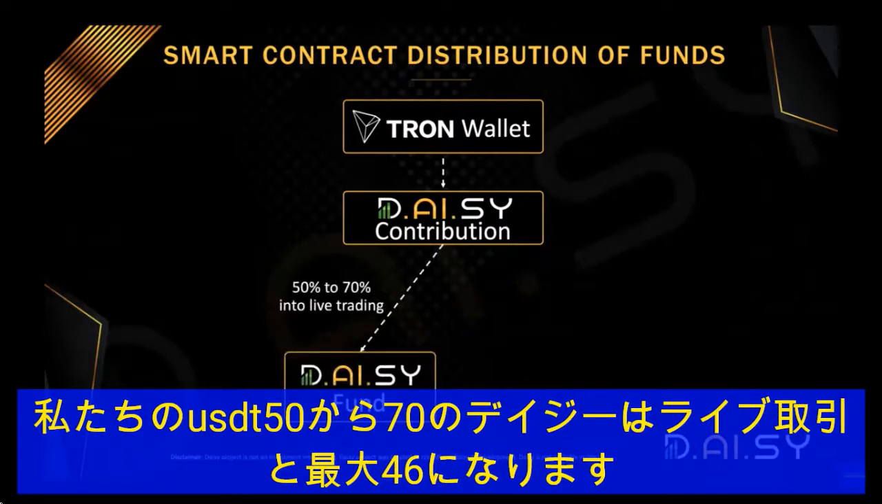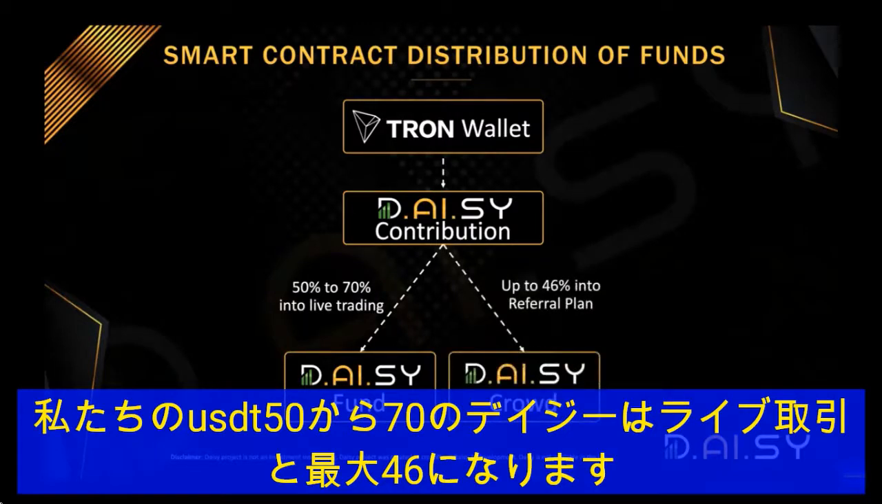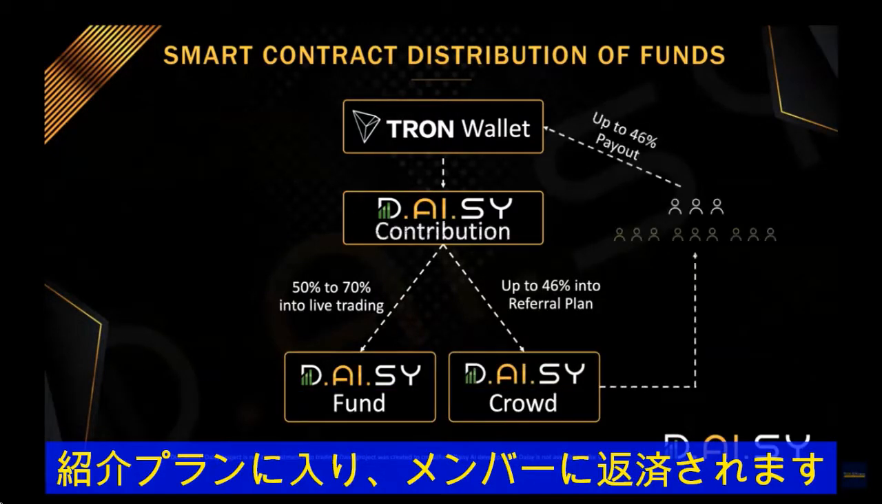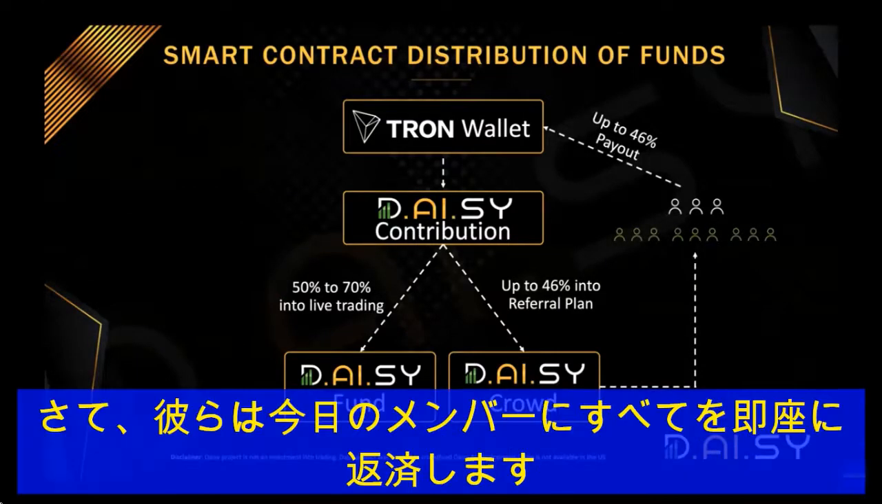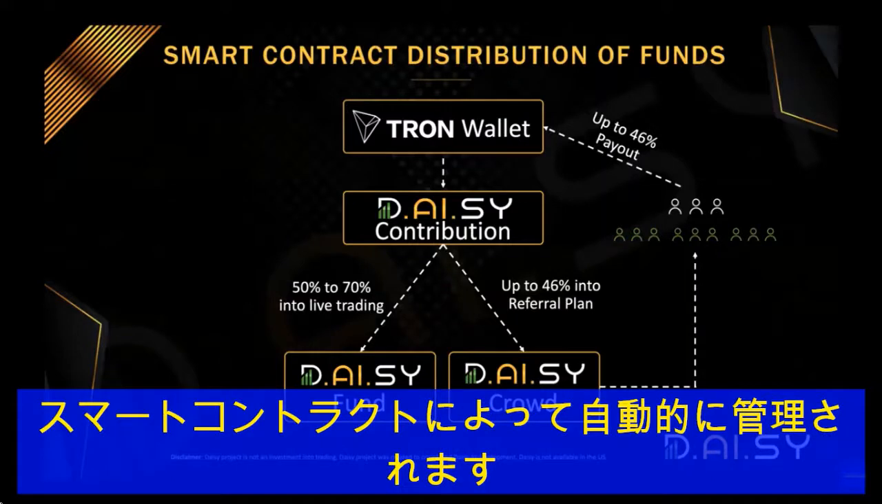50 to 70% will go into live trading, and up to 46% will go into the referral plan and will be paid back to members. Okay, they will be instantly paid back to DAISY members. Everything will be managed automatically by the smart contract.